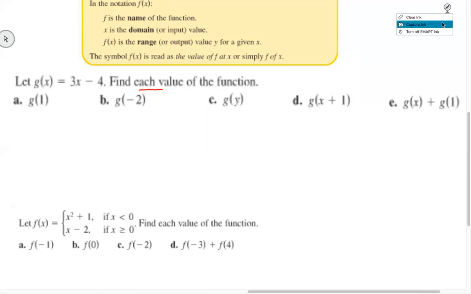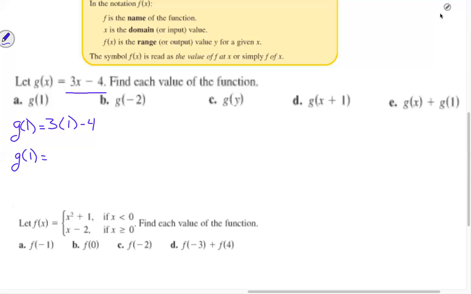Oh no, what did I do? Oh, here we go. All right, watch this. So my function is g of x. That stands for 3x minus 4. So now what am I going to do? In order to find g of 1, I'm simply going to replace x with 1. So g of 1 equals 3 times 1 minus 4. That's it. And then, of course, I would simplify that to g of 1 is negative 1.